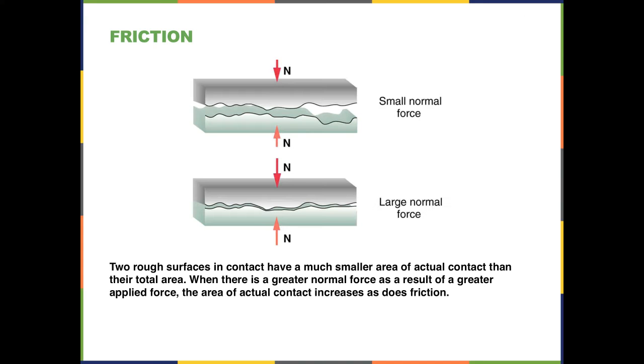When two rough surfaces are in contact with each other, there is a relationship between the surfaces that are in contact. So when two rough surfaces in contact have a small area of actual contact compared to their total area, then there's a smaller normal force, and this results in a smaller friction force. When two surfaces are in greater contact, then there's a greater normal force, and this results in a greater amount of friction.